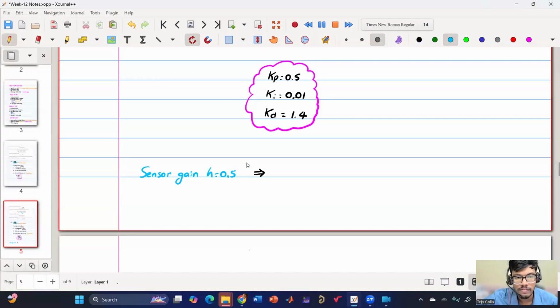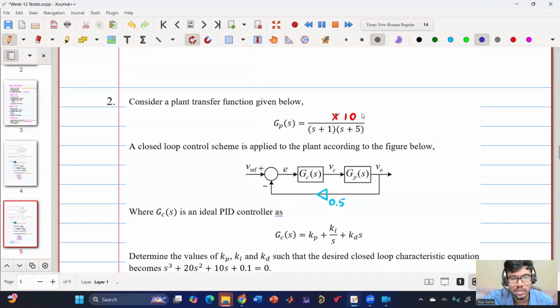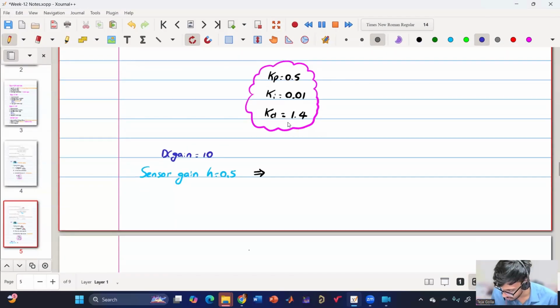So these are the gains that we got with DC gain 10. Now I have DC gain 10 plus additionally sensor gain 0.5. So the DC gain of the plant is already 10. Actually I should not say DC gain, because the DC gain is not 10. So let us not call it DC gain. I would say the GP numerator is 10, and on top of that, sensor gain is 0.5. So what will happen to the gains: multiplied by 0.5, or divided by 0.5?